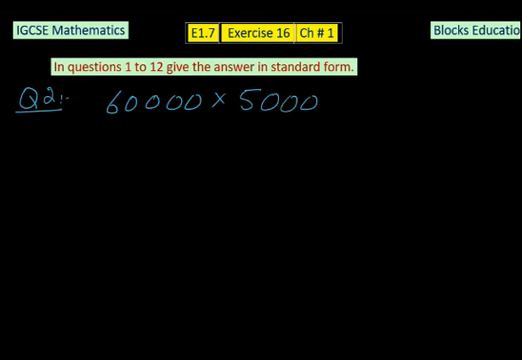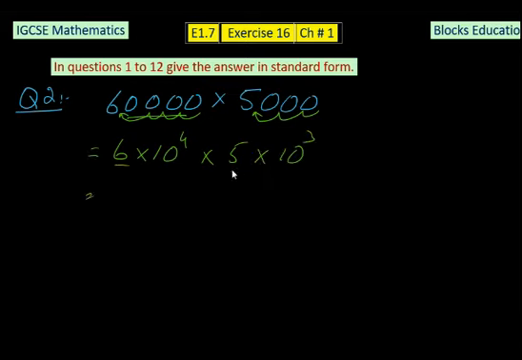In question number 2 we are given 60,000 times 5,000, so let's write it in standard form. It will be 6 times, we moved 1, 2, 3, 4 places towards the left, so it will be 10 raised to power plus 4, times, in here we move 1, 2, 3 places towards the left, so it will be 5 times 10 raised to power plus 3, and 6 times 5 is 30. 30 times 10 raised to power 4 plus 3 is 7, because if the bases are the same, which is 10 and 10, you can add up the powers, so 4 plus 3 is 7.